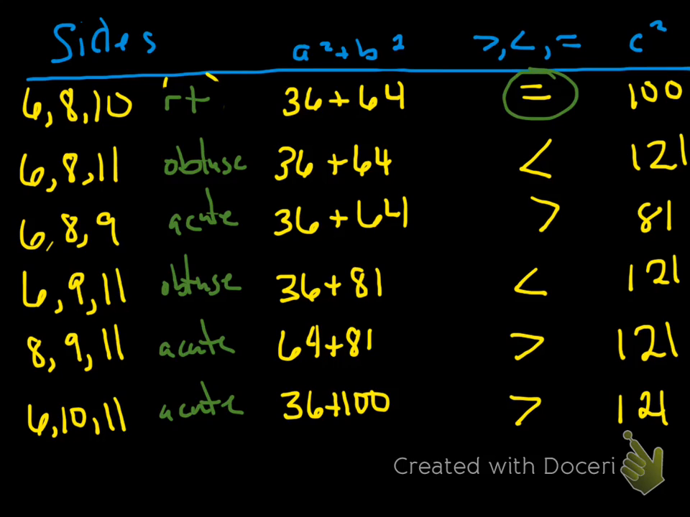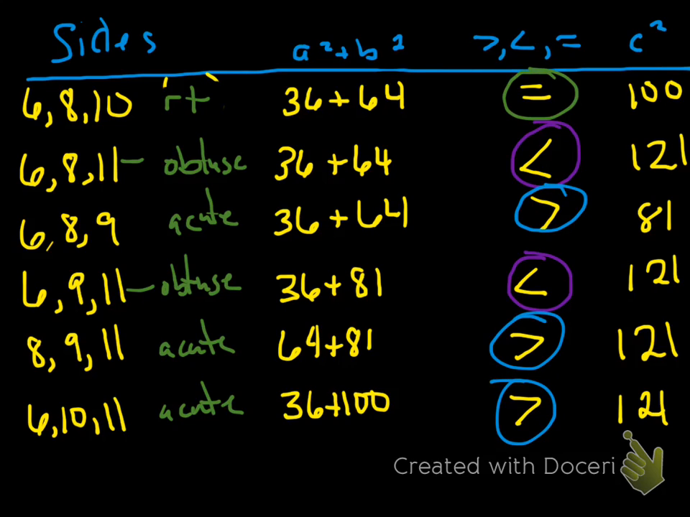All of your obtuse ones, this one's obtuse, and that one's obtuse, have this sign. When you're adding the a and b together, it is less than the c squared. And then when you have the acute, you've got a greater than symbol.